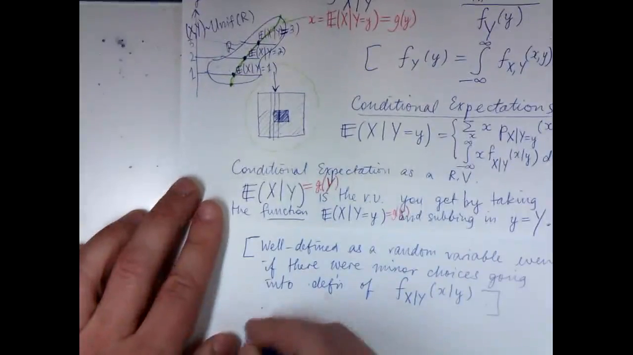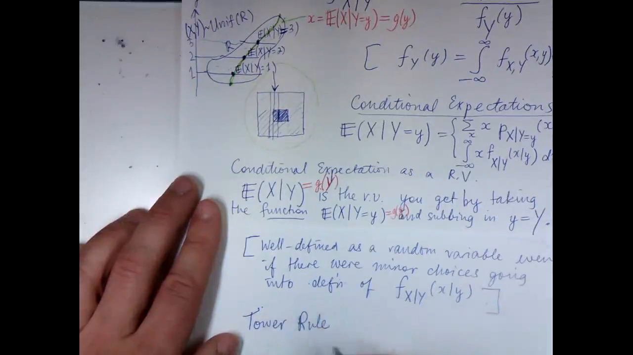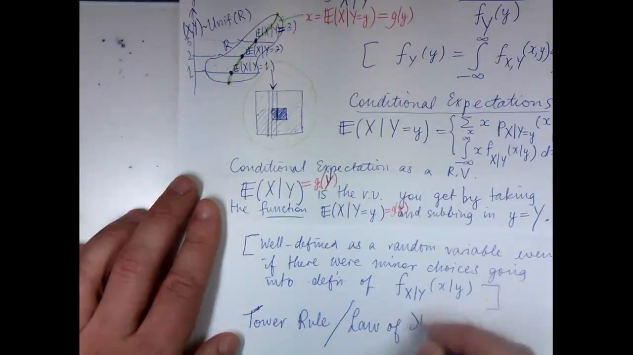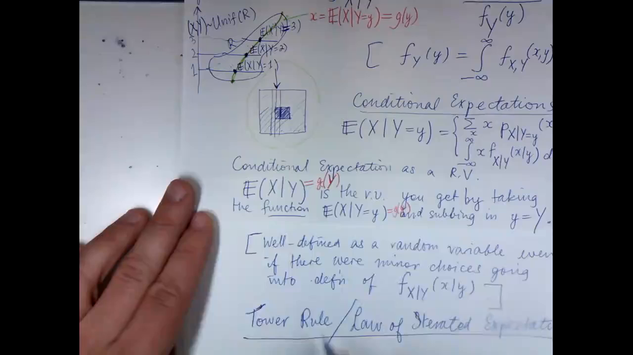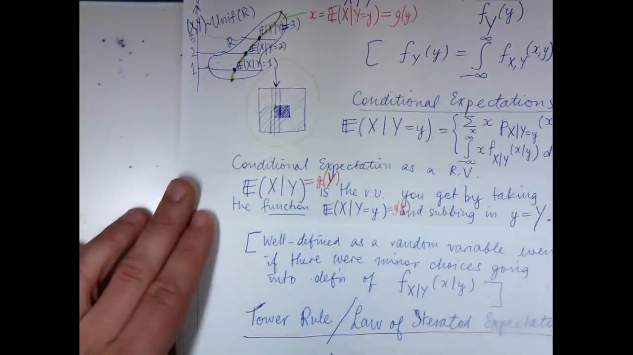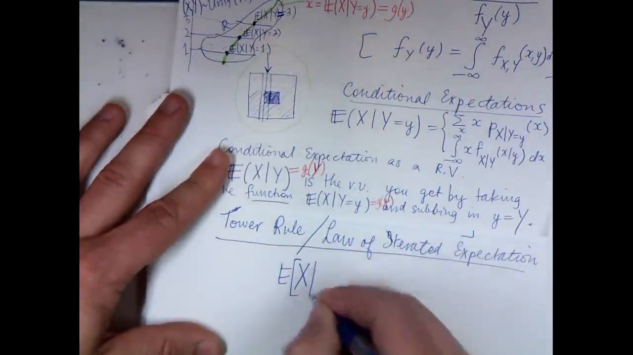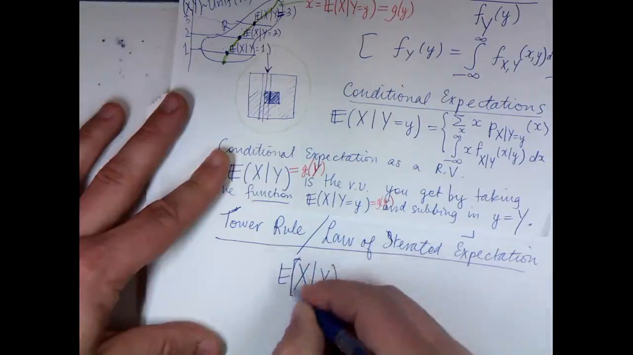Okay, and there is this great rule. I've often called it the Tower rule or the Tower law. That's a quick way to say it. Another name for it is the law of iterated expectation. This is the most important property of conditional expectation. What it says is that you have x, and you take its expected value given y. Now that's the conditional expectation as a random variable.